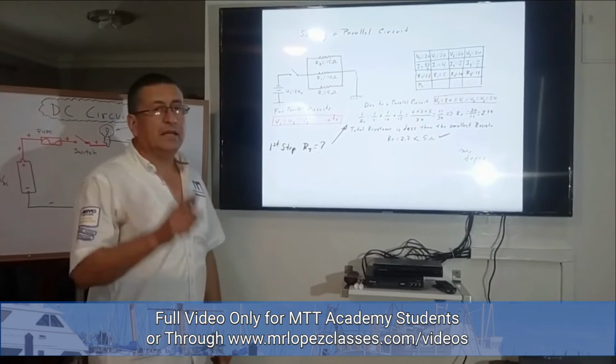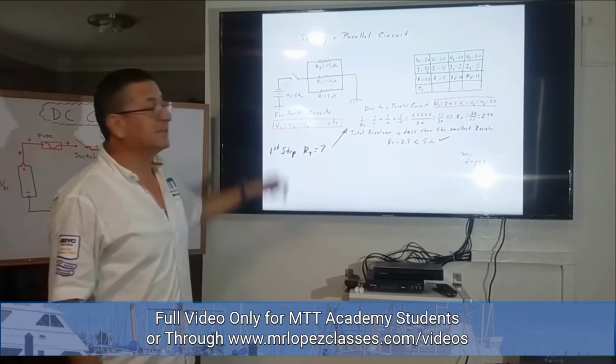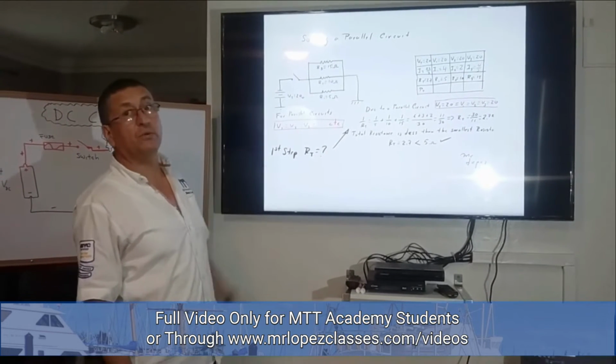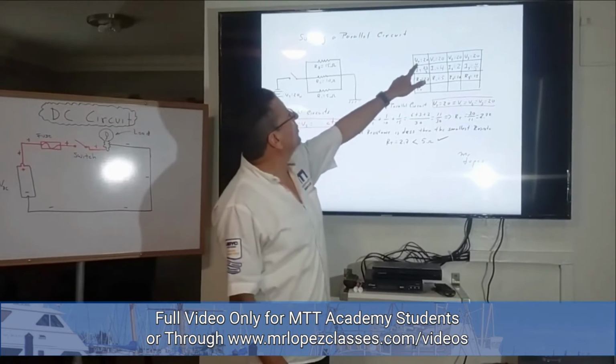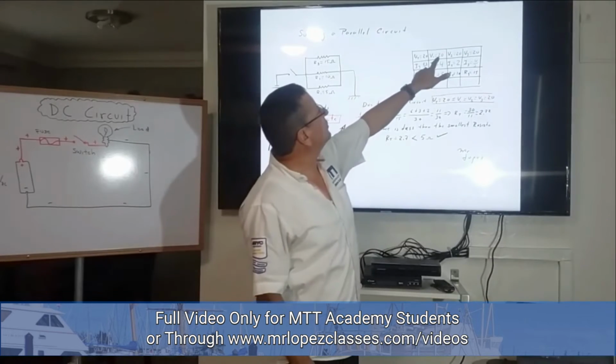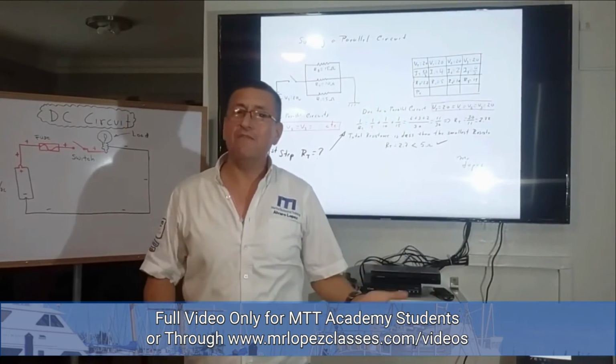Remember, in a parallel circuit, the voltage is constant. What happened in this particular case? I know the total voltage, 20. Let me check the table. I know the total. Because I know the total, I know voltage 1, voltage 2, and voltage 3, because all of them are the same, 20 volts.